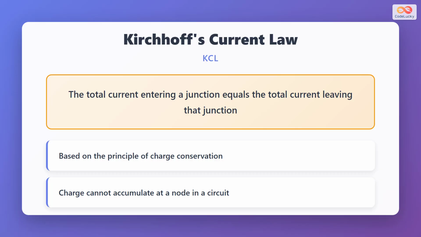Kirchhoff's current law states that the total current entering a junction equals the total current leaving that junction. This law is based on the principle of charge conservation, meaning that electric charge cannot be created or destroyed. As a result, charge cannot accumulate at a node in a circuit. Whatever current flows into a point must flow out of it.